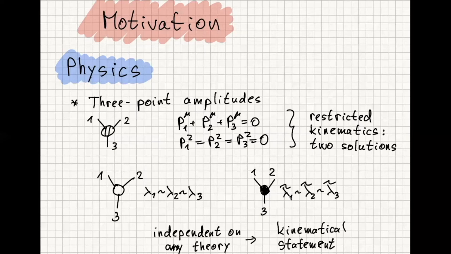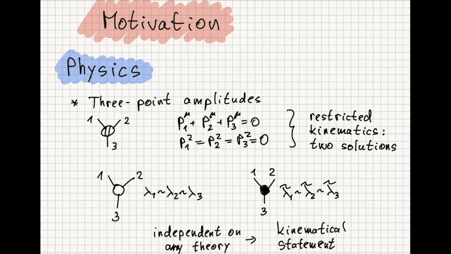Now, why is it useful? The useful thing is that for these 3-point amplitudes, the simplest ones, these spinors are very convenient to solve for the momentum conservation. So that's one of the conservation laws in physics, that the sum of external momenta is zero. And we also talk about massless particles, so the squares of the momenta are zero: p1 squared, p2 squared, p3 squared are zero. And as it turns out, this set of equations is extremely restrictive, and there are only 2 solutions. And therefore, we associate 2 3-point amplitudes just based on the kinematical solution, even without talking about any particular theory.